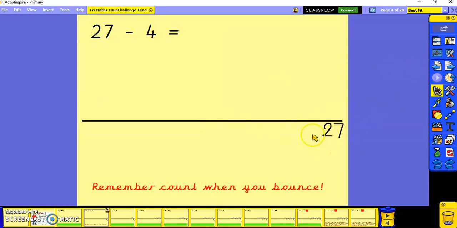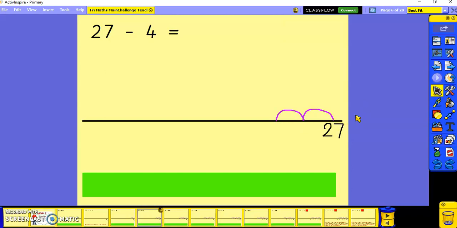So I have put my 27 on here ready, and then I've even put a helpful hint at the bottom. Remember to count when you bounce. So when we're doing our jumps back, our bounces, our 4 bounces, remember to count as you bounce. So 1, 2, 3, 4. I've done my 4 bounces.